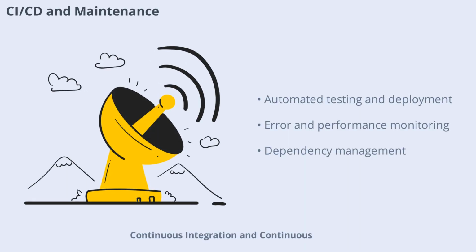Continuous integration and continuous deployment. CI/CD pipelines automate testing, building, and deployment processes. Tools like GitHub Actions, CircleCI, and Jenkins can be set up to ensure reliable integration and deployment of code changes. After deployment, maintaining and monitoring your application is crucial. Use tools like Sentry for error tracking and New Relic for performance monitoring. Keeping dependencies up to date with tools like Dependabot ensures your app remains secure and efficient.